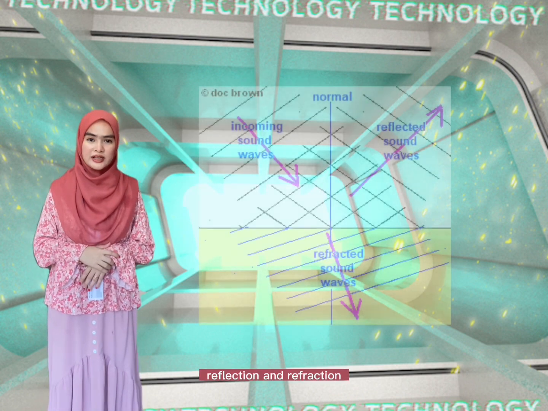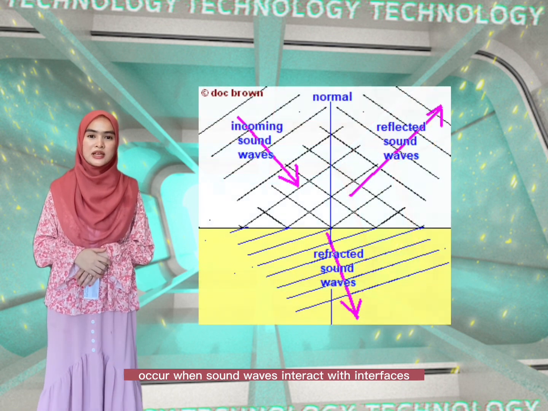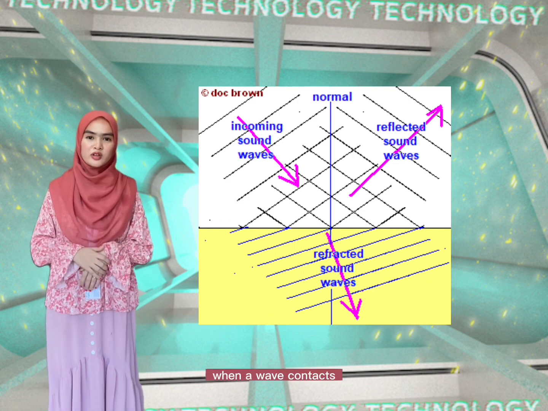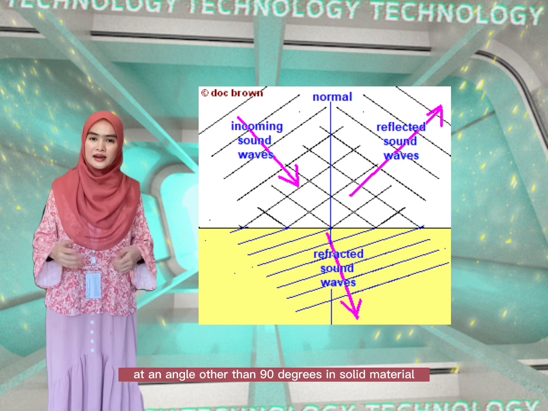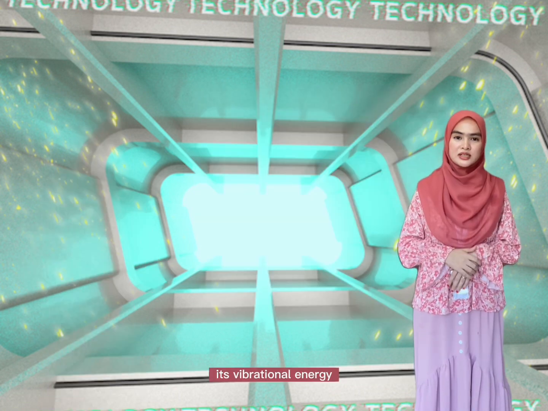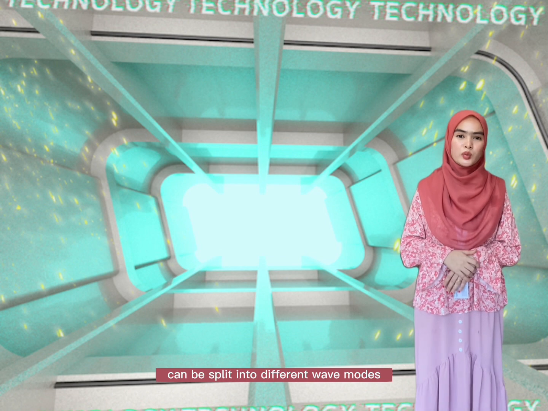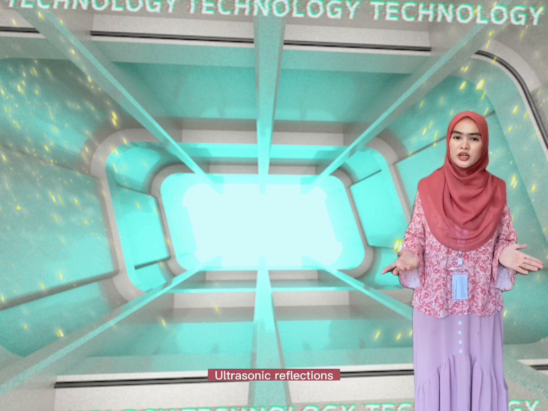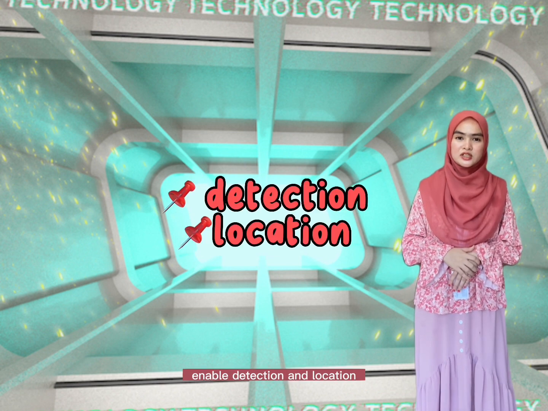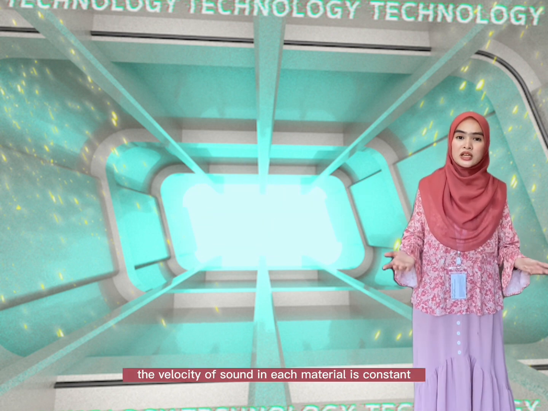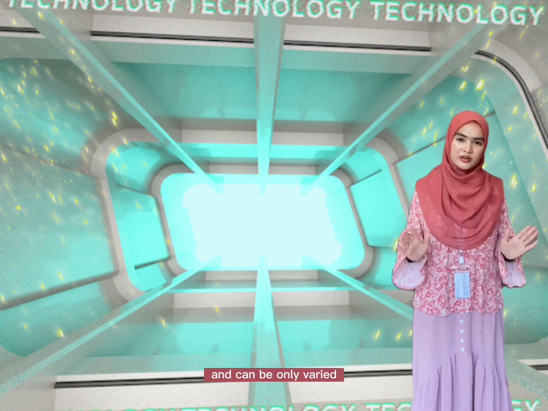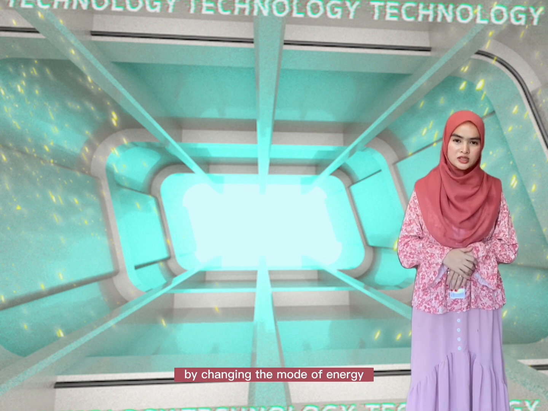Reflection and refraction occur when sound waves interact with an interface of different acoustic properties. When a wave contacts an interface at an angle other than 90 degrees in solid materials, its vibrational energy can be split into different wave modes. Ultrasonic reflections from discontinuities or geometric failures enable detection and location. The velocity of sound in each material is constant and can be only varied by changing the mode of energy.